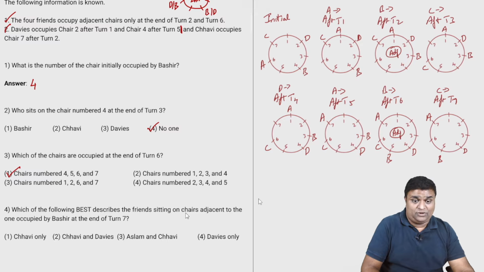And which of the following best describes the friends sitting on chairs adjacent to the one occupied by Bashir at the end of turn 7? B over here, turn 7, Davis is definitely there. What about 6? Who's going to be over there? C used to be there, but C has to vacate. Right now C has to move. C either goes to 1 or 3. So 6 becomes empty. 6 is empty. Next to B, you have only D because C is going somewhere else. So therefore, it's option 4, Davies only.